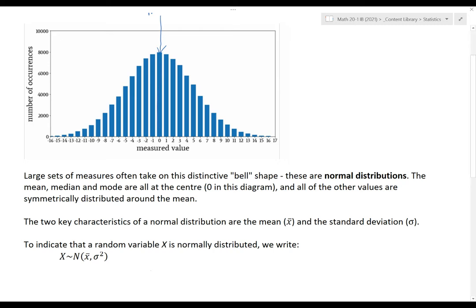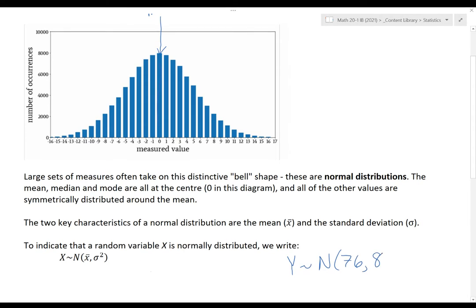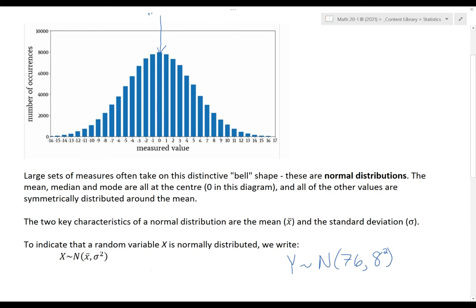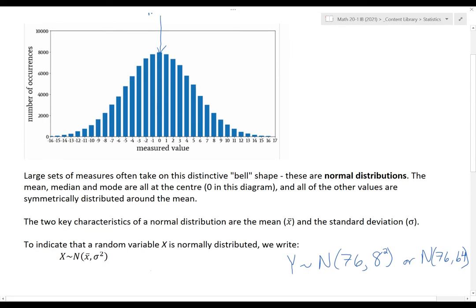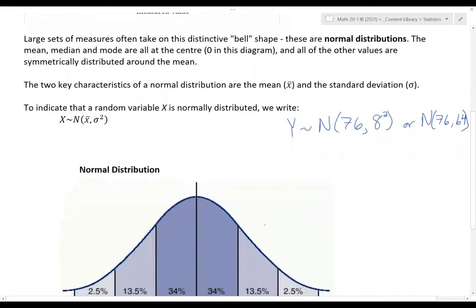So to illustrate what that means, let's say I have some variable y that is distributed normally with a mean of 76 and a standard deviation of 8, I would write it as 8 squared. So technically, I could write it as 76/64. But since the standard deviation is the thing I really want to know and not the variance, we write the 8 with the squared just to make sure we know the information we're talking about. So when you see that notation, it means it's a normal distribution. The first number given will be the mean and then the standard deviation.